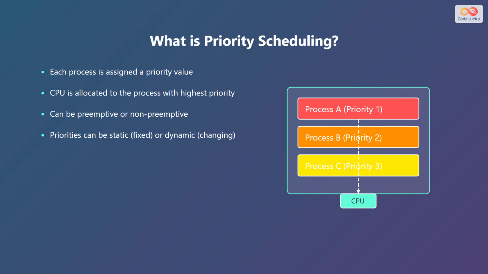Priority scheduling can be either preemptive or non-preemptive. We'll delve into what these terms mean shortly. Finally, priorities can be static, meaning fixed, or dynamic, which means they can change over time based on certain conditions. The diagram here shows a priority queue, with process A having the highest priority, followed by process B and process C. The CPU will execute these processes based on their priority order.